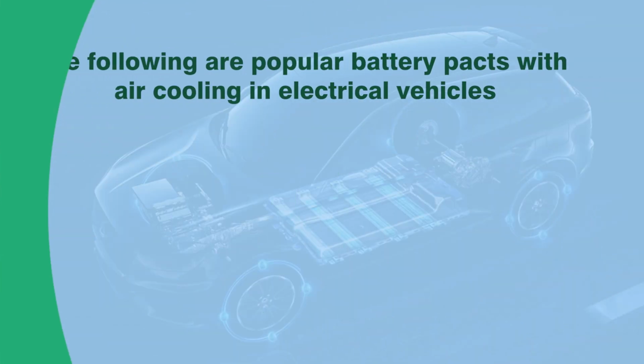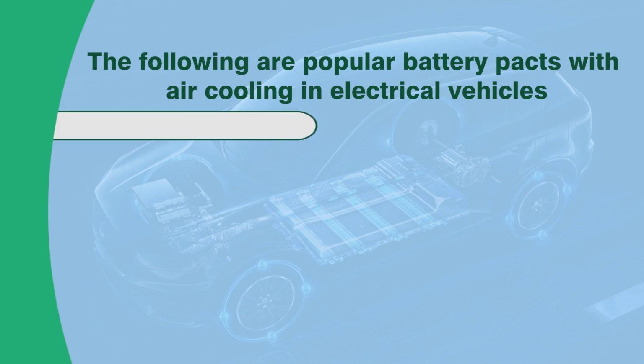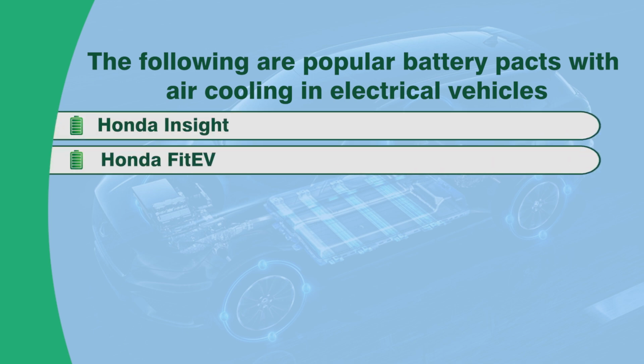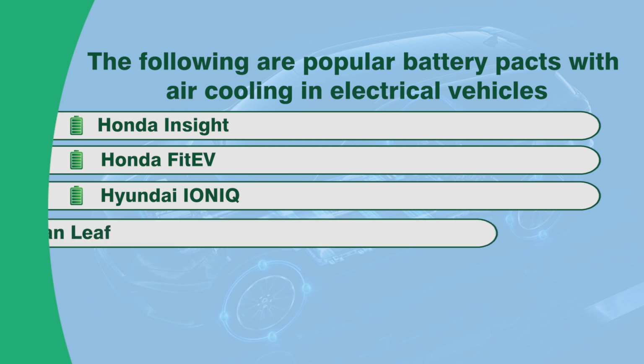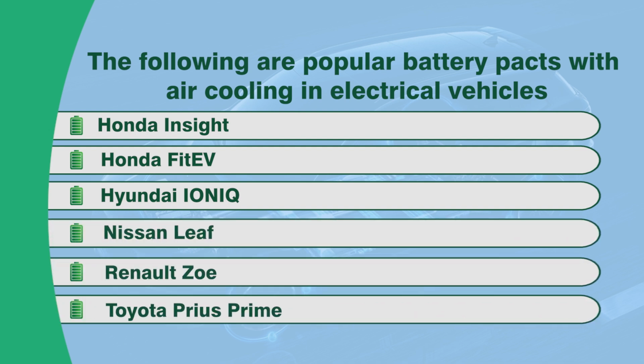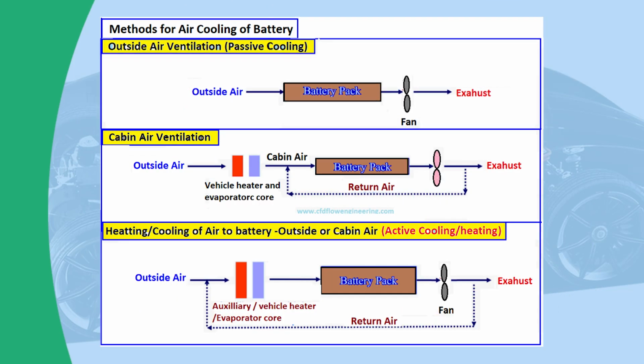There are various vehicles which have popular battery packs cooled with the air cooling method. Some of the famous ones are Honda Insight and Honda FI-EV, Hyundai Ioniq, Nissan Leaf, Renault Zoe, Toyota Prius. These are some EVs which are using this air cooling technique, and there are different methods of air cooling of the battery. The first one is that the direct outside air hits the battery and is sucked by the fan and exhausted.